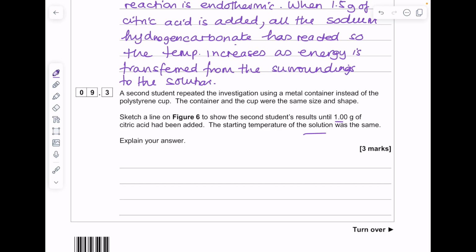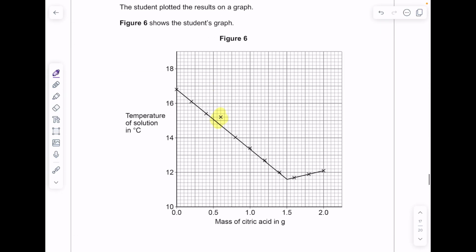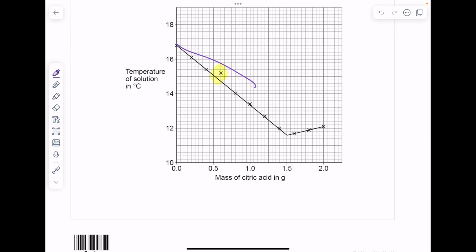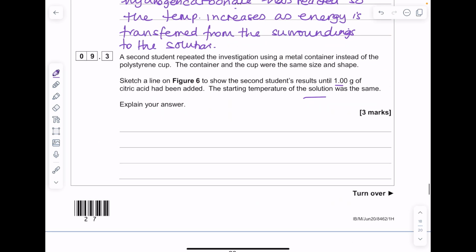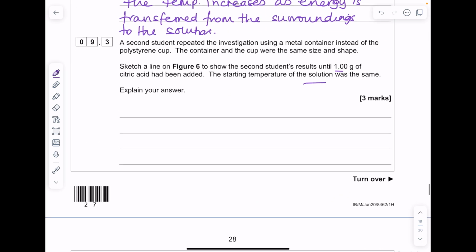Polystyrene is a much better insulator. So actually what you're going to find is that there's more heat loss to the surroundings with the metal cup. So you'll see a shallower gradient on our graph. It only mentions going as far as 1 gram, so I'll only take it that far. But there's my shallower gradient. So let's explain it. Polystyrene is a better insulator, meaning less heat loss occurs to the surroundings.